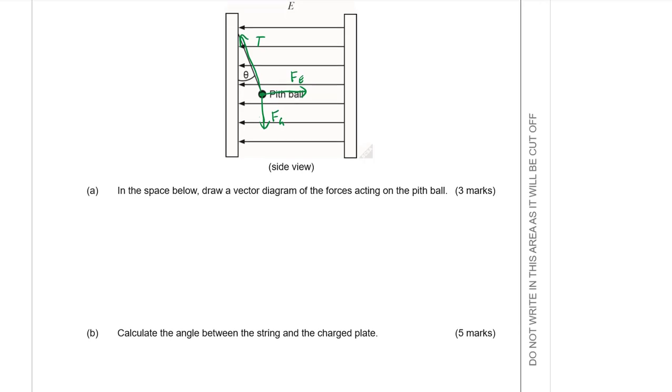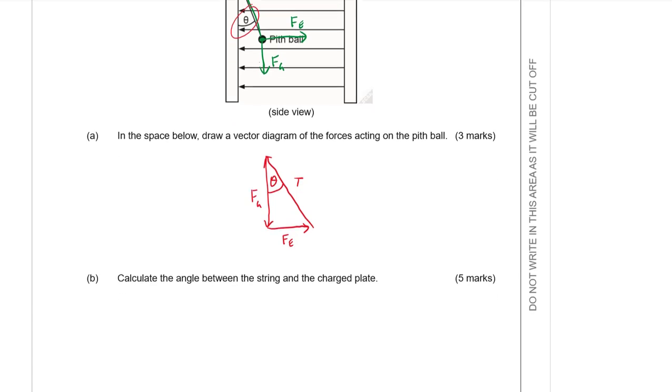So to draw the vector diagram, I would draw the tension force first, because I know that then I have the gravitational force acting downwards directly like so, and this angle here corresponds to the angle in this diagram. And then I have another force acting to the right, and that is your force due to the electric field. And it is in equilibrium. The pith ball is just being suspended there.